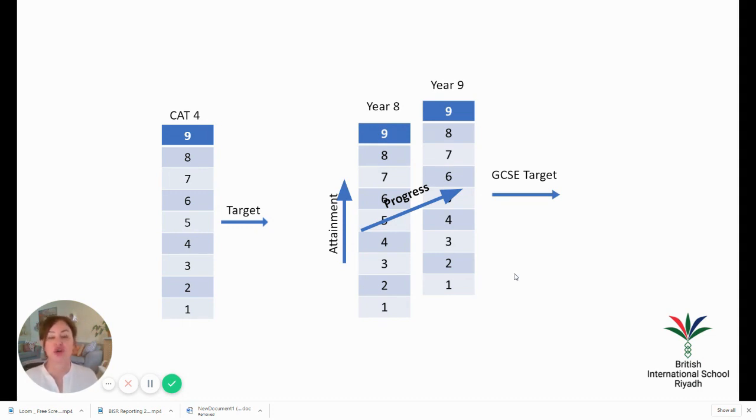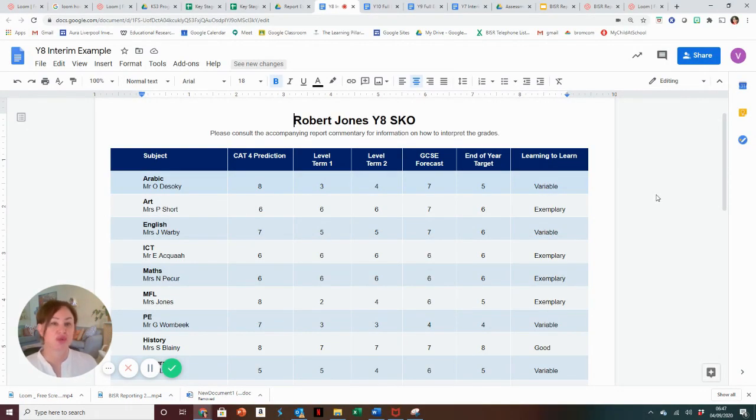So how will this look on your report? In Year 8 this year, you will receive 3 school reports. They're very similar in structure and all based around a similar theme. This is an example of an interim report. This year, the CAT4 prediction will be shared with you for each different subject. You'll receive information about the attainment in Term 1, Term 2, and their end of year target.